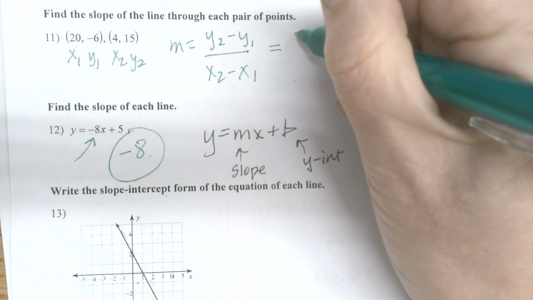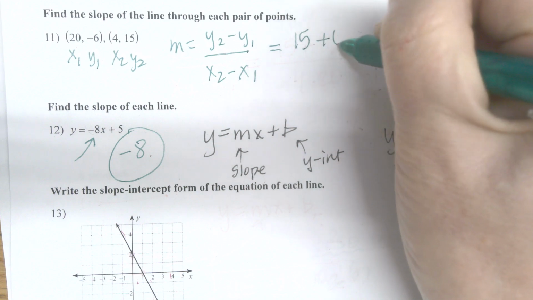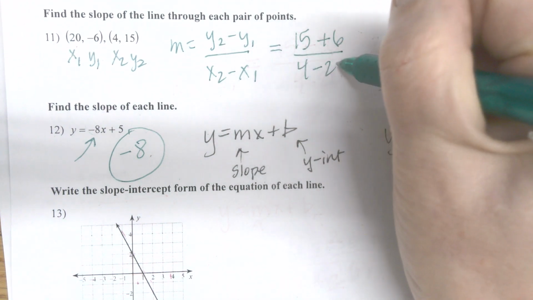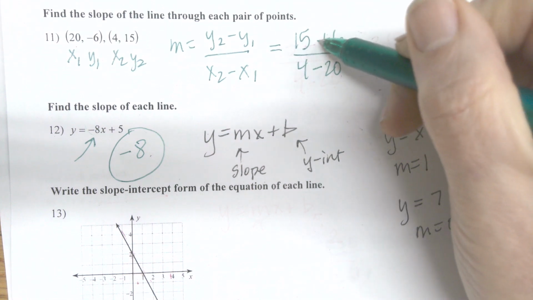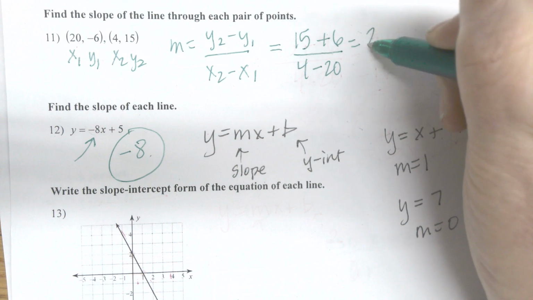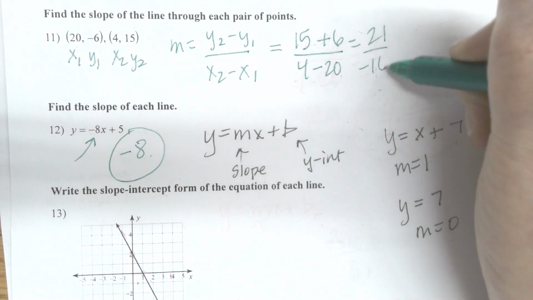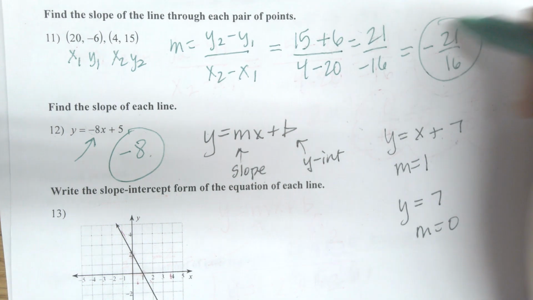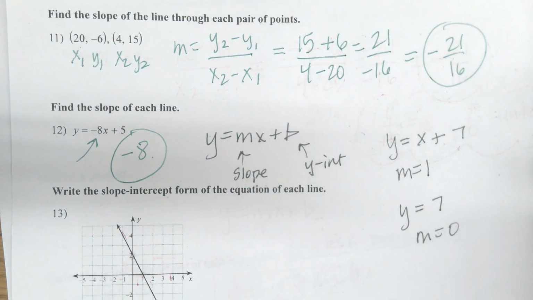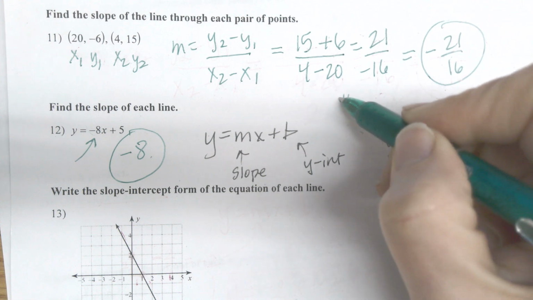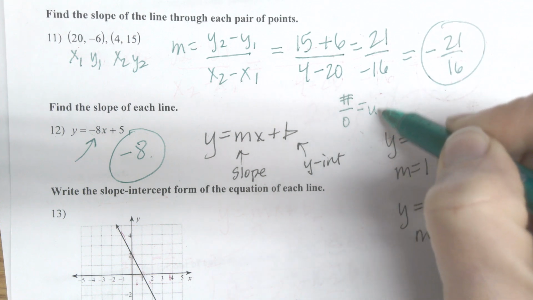So this is 15 minus negative 6 over 4 minus 20. I did minus -6 by changing it to plus positive right away. Then when I do my math, I get 21 over -16. This will be written as -21 over 16 when you have your answer. Keep in mind, if I get a number over 0, it's undefined.